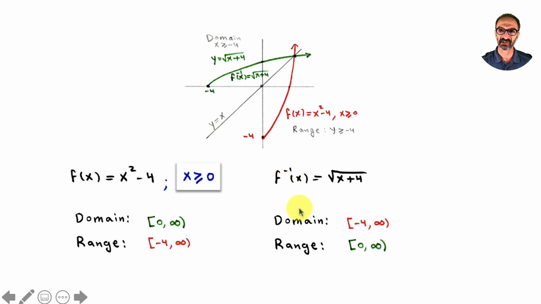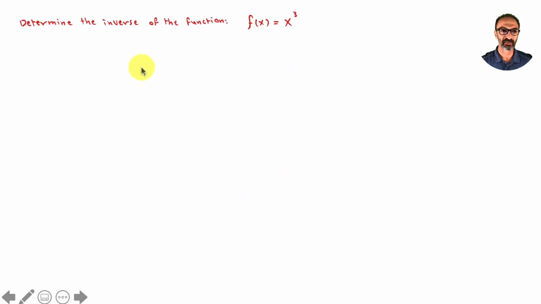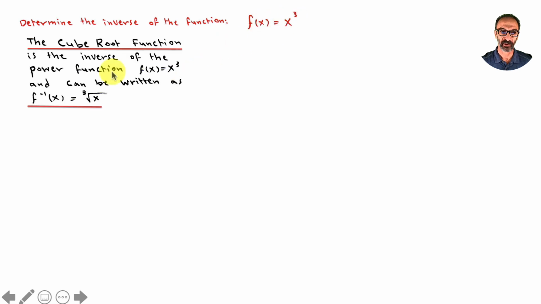Okay, let's take another example. Determine the inverse of the function f of x equals x cubed. The cube root function is the inverse of the power function f of x equals x cubed and can be written as f inverse of x equals the cubic root of x. That's how we write it down.